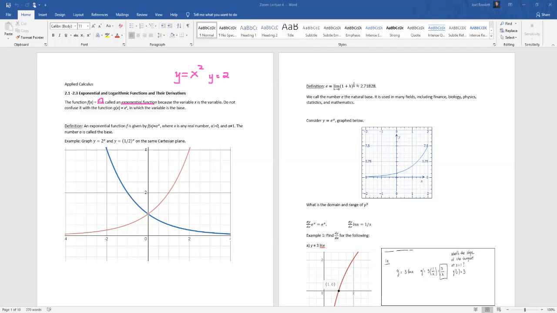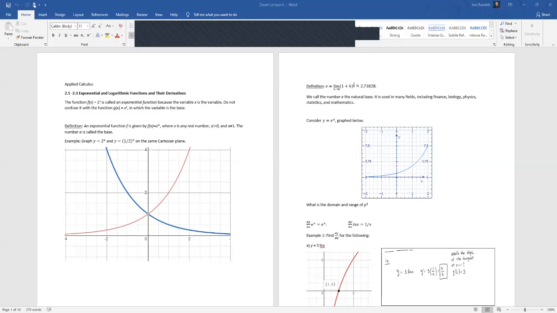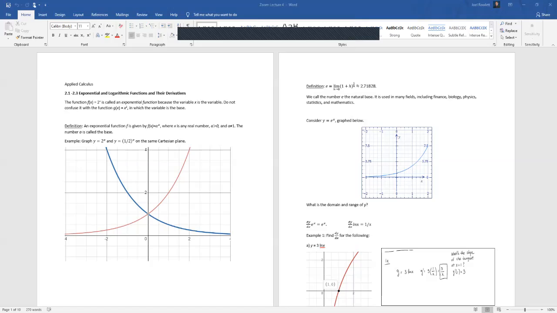And if I seemed a little hesitant when I started my statement earlier, it is because this word here should say exponent. So the function f of x is equal to 2 to the power of x. It's called an exponential function because the x variable is the exponent. Do not confuse it with the function g of x is equal to x squared, in which the variable is the base.